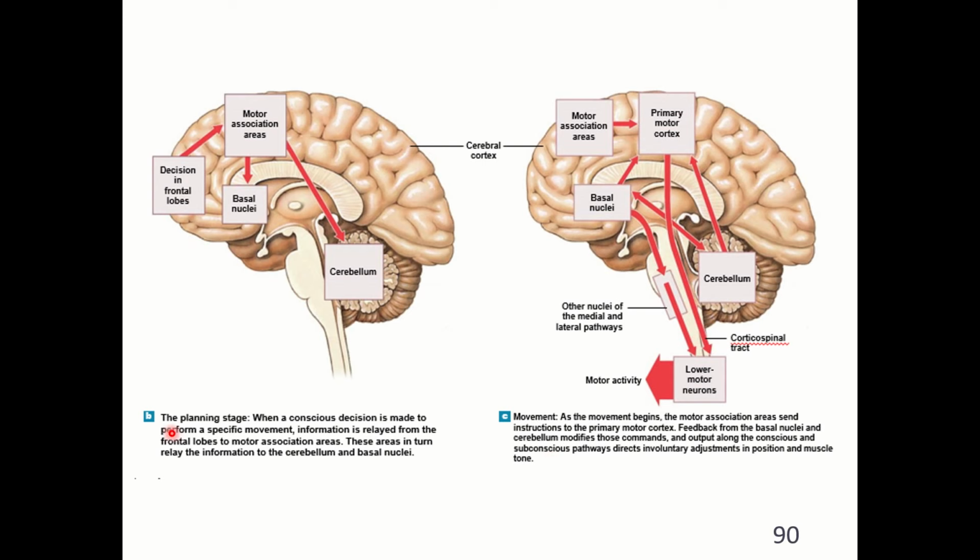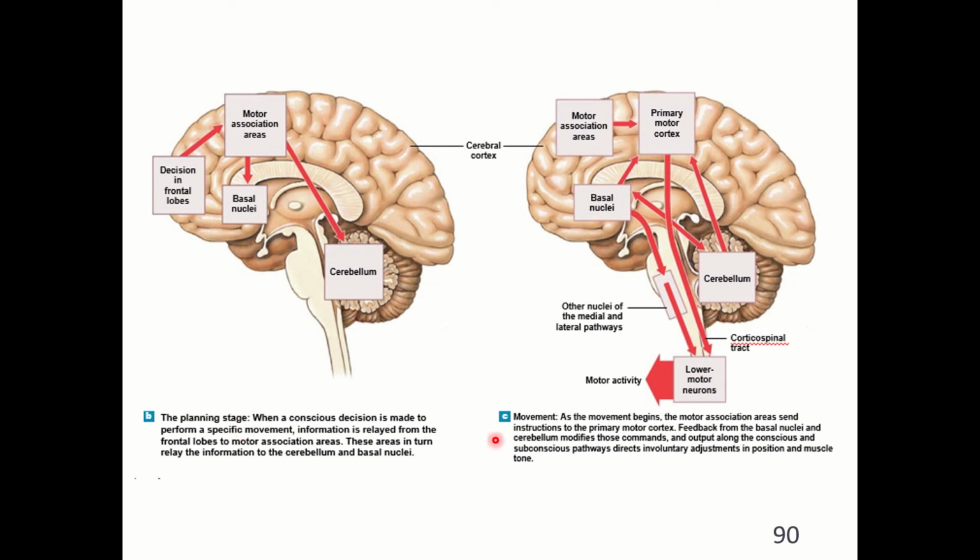So in figure B, we're looking at the planning stage. When a conscious decision is made to perform a specific movement, information is relayed from the frontal lobes to the motor association areas. These areas in turn relay information to the cerebellum and the basal nuclei. So this is the planning stage.